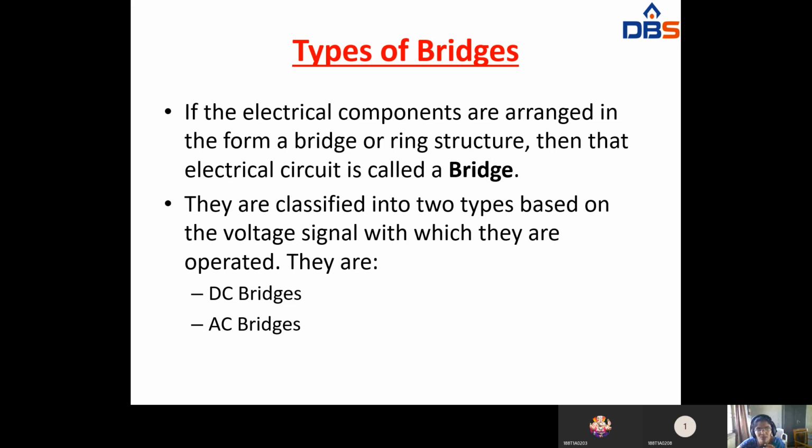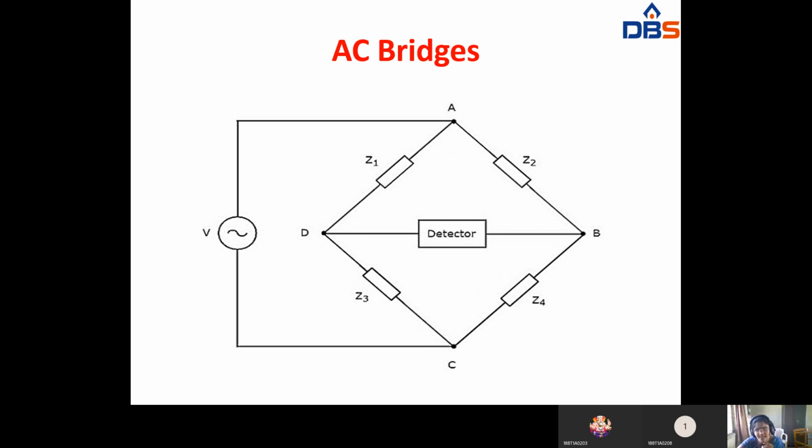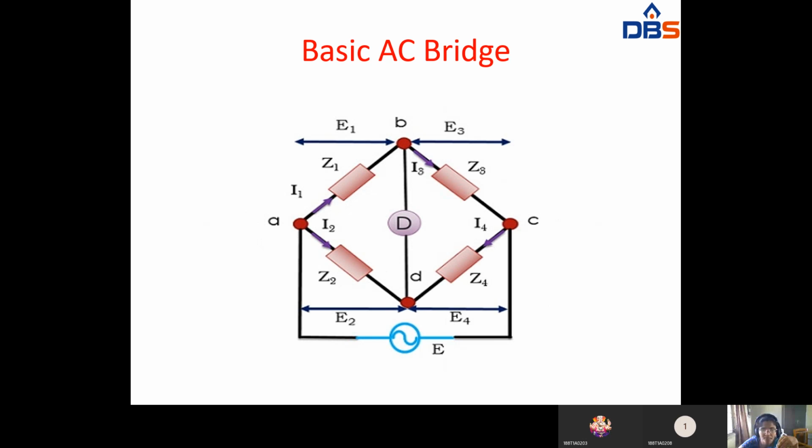In the previous class we discussed that DC bridges are classified according to the resistance value. Here you have to divide the resistance into three types depending on the range: low resistance, medium resistance, and high resistance. Resistance less than or equal to 1 kilo ohm is called low resistance. Resistance between 1 ohm and 100 ohms is called medium resistance. Resistance above 100 ohms is called high resistance. You have to see the different bridges used for measuring resistance. Next you can see the AC bridges.